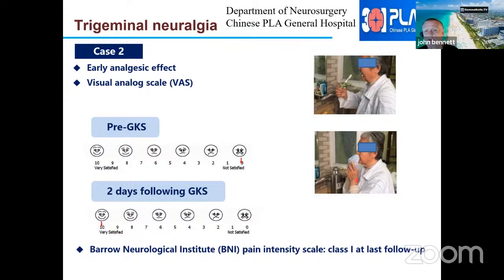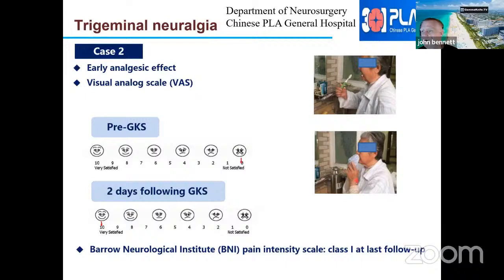I'll make a comment. Dr. Parekh, trigeminal neuralgia seems to be pretty common. Do a lot of neurosurgeons see that, or is it just like a subspecialty that sees those types of patients?